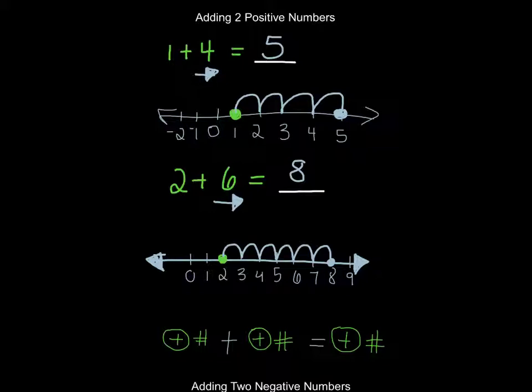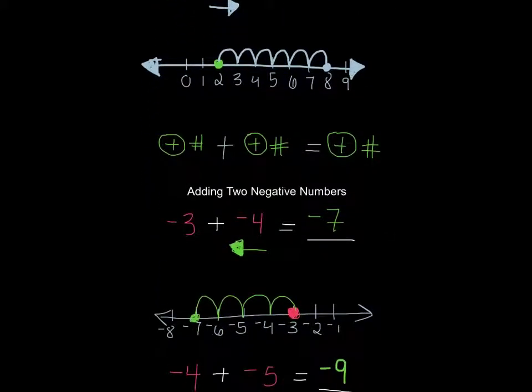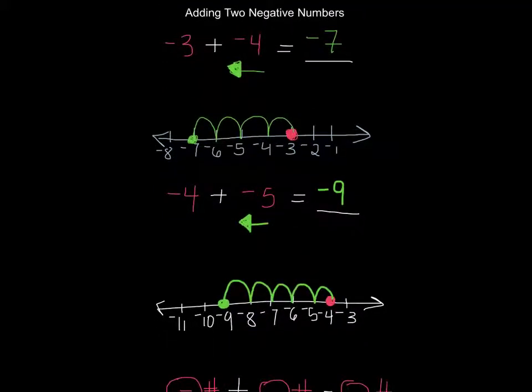Let's take a minute to recap the topics covered in this video. First, we spoke about adding 2 positive numbers using a number line. We looked at the example 1 plus 4, and we also looked at the example 2 plus 6. From there, we spoke about the concept of adding 2 negative numbers on the number line. We began with the example -3 plus -4 and discovered that it is equal to -7. We also looked at the example -4 plus -5 to discover that that was equal to -9.